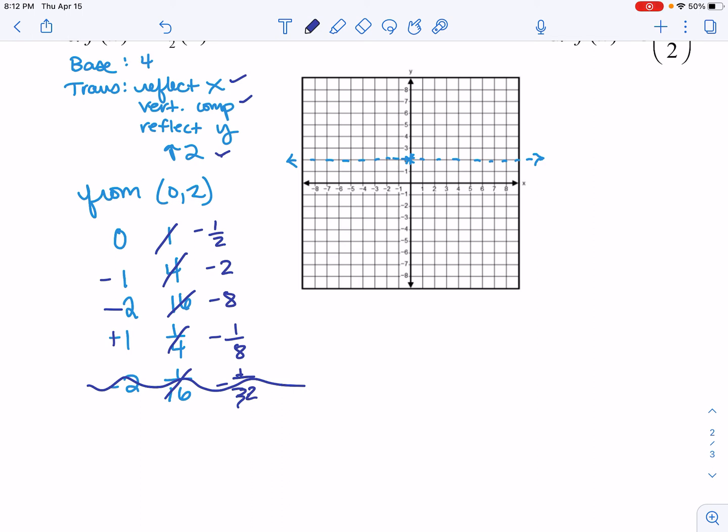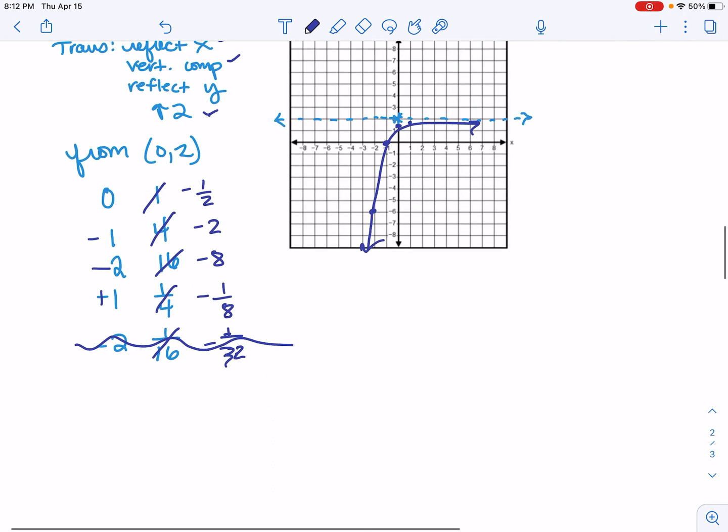So from that asterisk, from that point 0, 2, I want to go left or right 0, down 1/2. I want to go left 1, down 2. I want to go left 2, down 8: 2, 4, 6, 8. And then I can go right 1 and down 1/8, which is obviously very hard to graph, like I said earlier. And then again, we get that shape of our exponential graph.